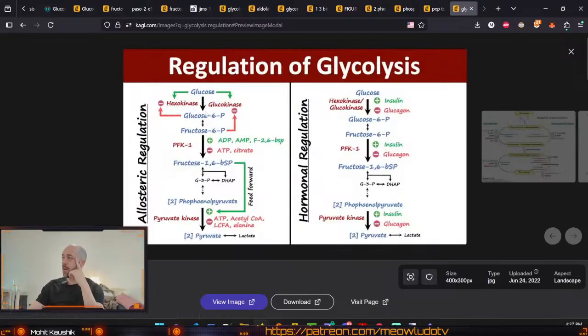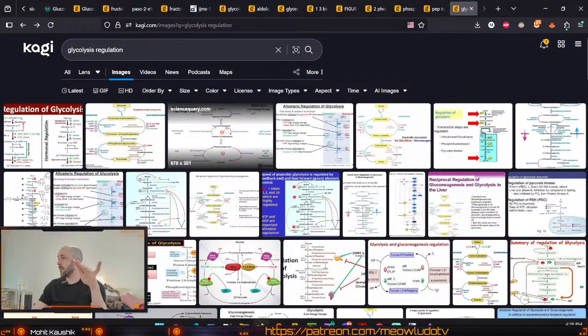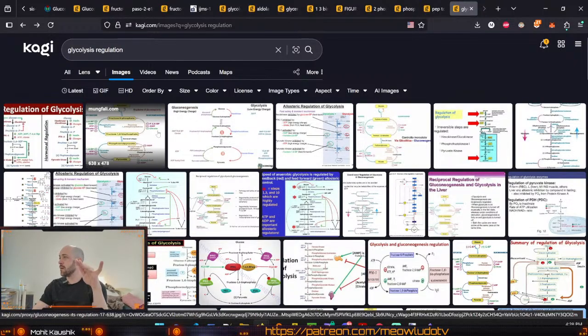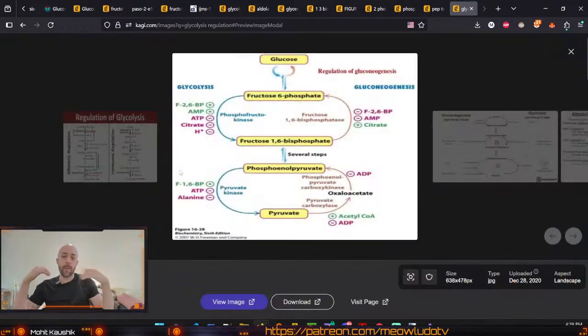So where are these regulation points? Let's just have a quick overview of them. Actually, this is more complex. This is not good. This is better. Remember, I'm a molecular biologist, so I'm always going to default to these ones.